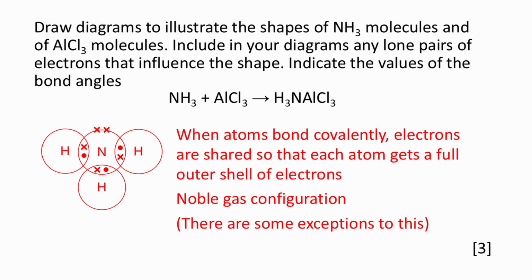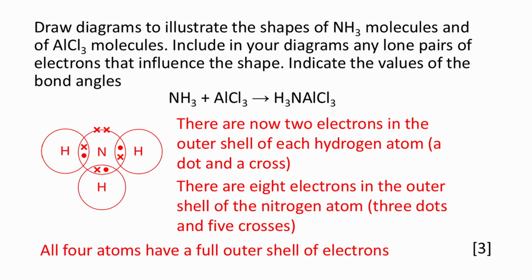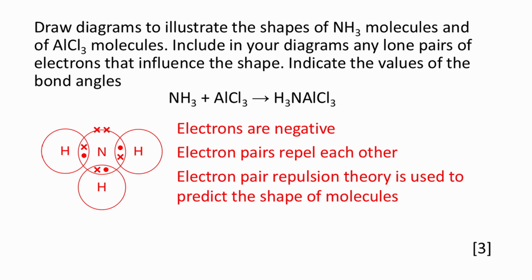When atoms bond covalently, electrons are shared so that each atom gets a full outer shell of electrons. This is sometimes called a noble gas configuration. There are some exceptions to this and we will look at one of these later. There are now 2 electrons in the outer shell of each hydrogen atom, a dot and a cross. There are 8 electrons in the outer shell of the nitrogen atom, 3 dots and 5 crosses. All 4 atoms have a full outer shell of electrons. In the case of hydrogen, remember that a maximum of 2 electrons will fit in the first shell.